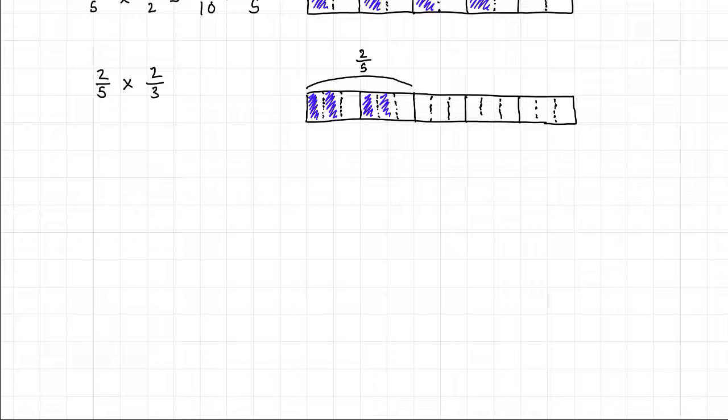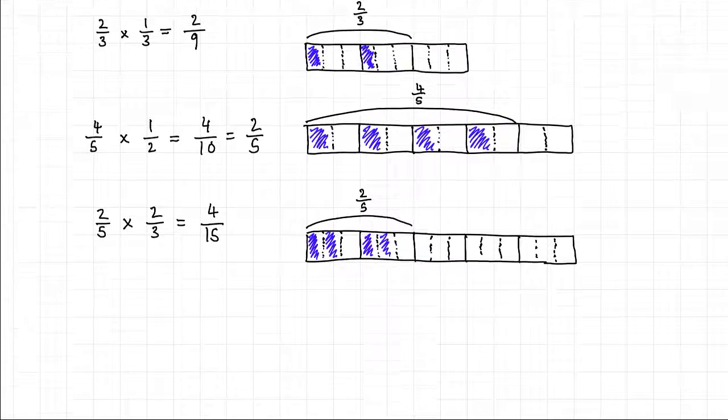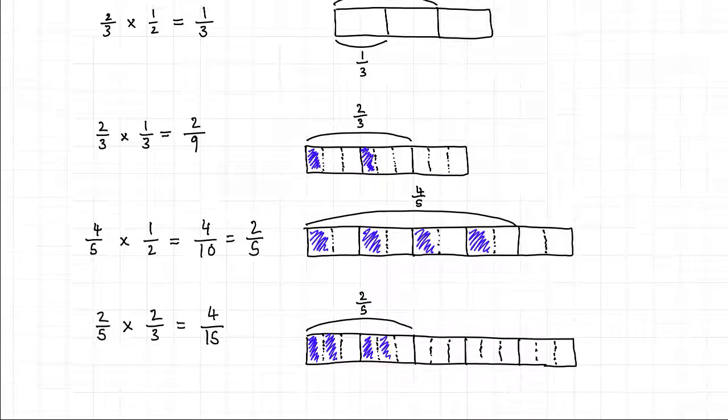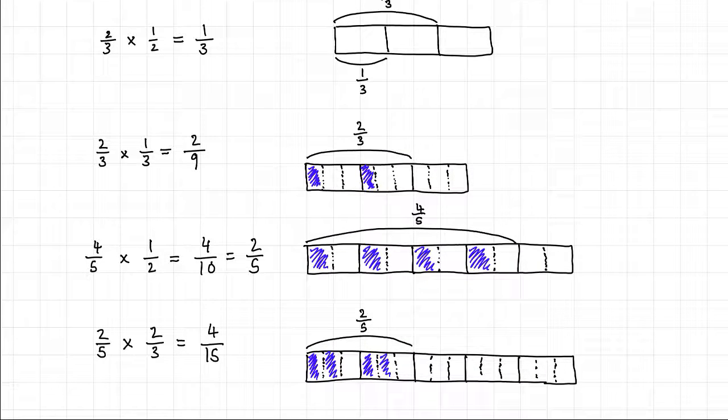So our answer here is going to be over 15. And we have 4 sections over 15. So my answer is 4/15. Now this fraction won't simplify. And this is our answer. Now what I would like you to notice now is this. So we have some fractions here and we multiplied them. So we've got 2/3 times a half, and that gave us a third.